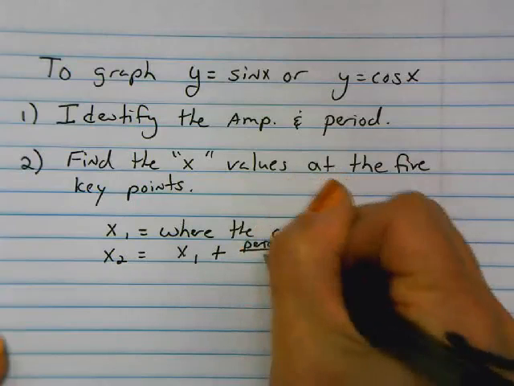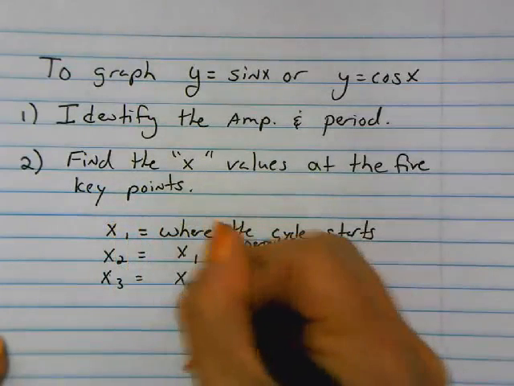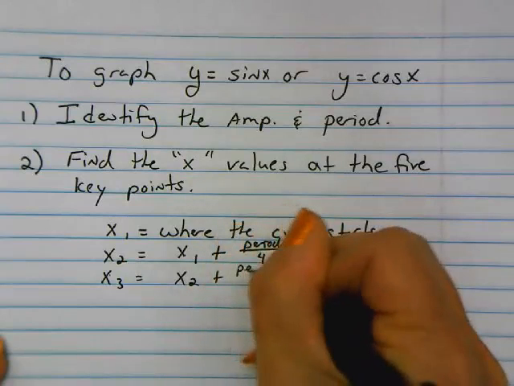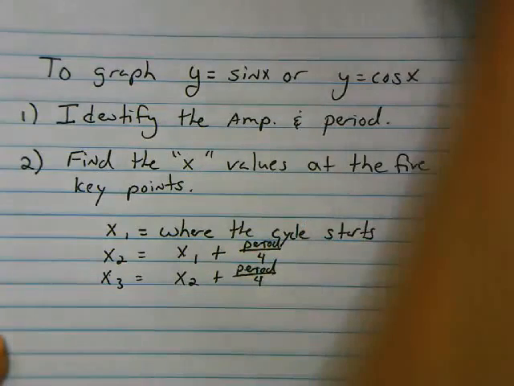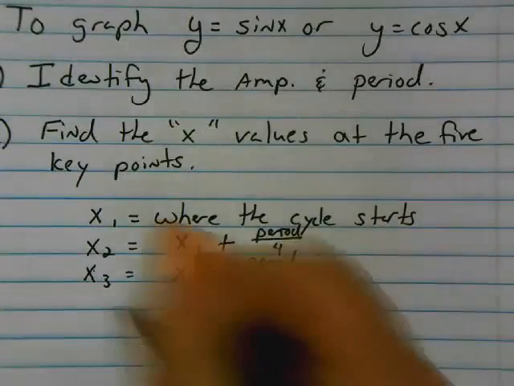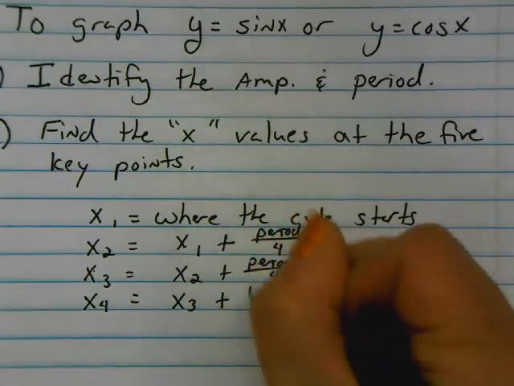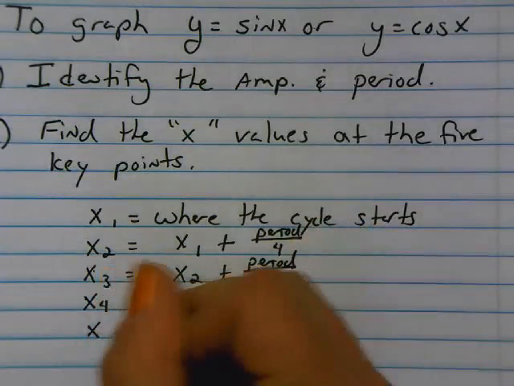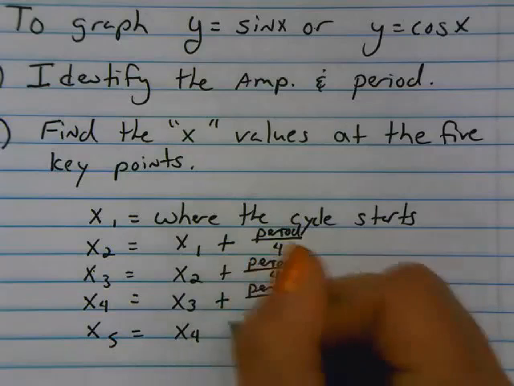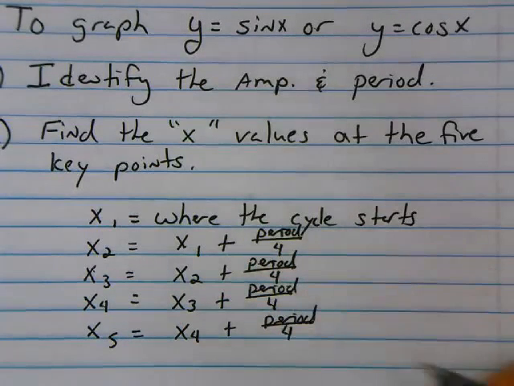X sub 3 is x sub 2 plus the period divided by 4. And you keep going. X sub 4 is x sub 3 plus the period divided by 4. And x sub 5 is x sub 4 plus the period divided by 4. I understand right now that may not make a lick of sense to you, but it will as we graph one of these.